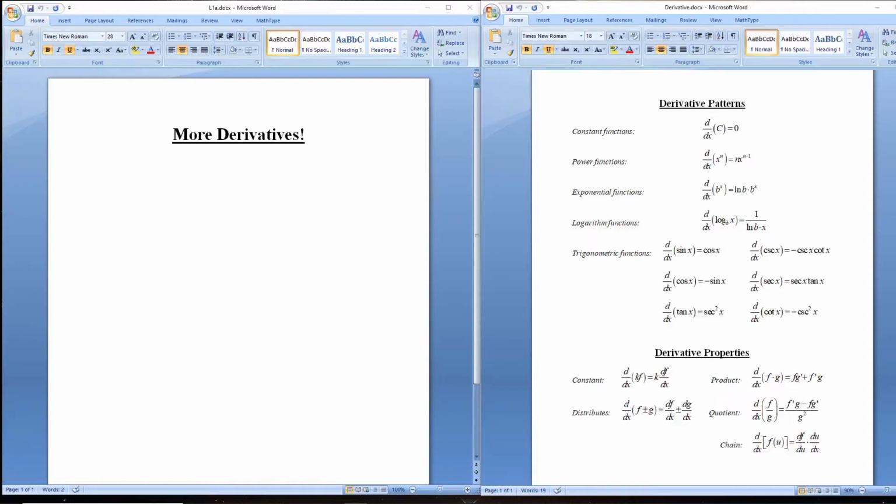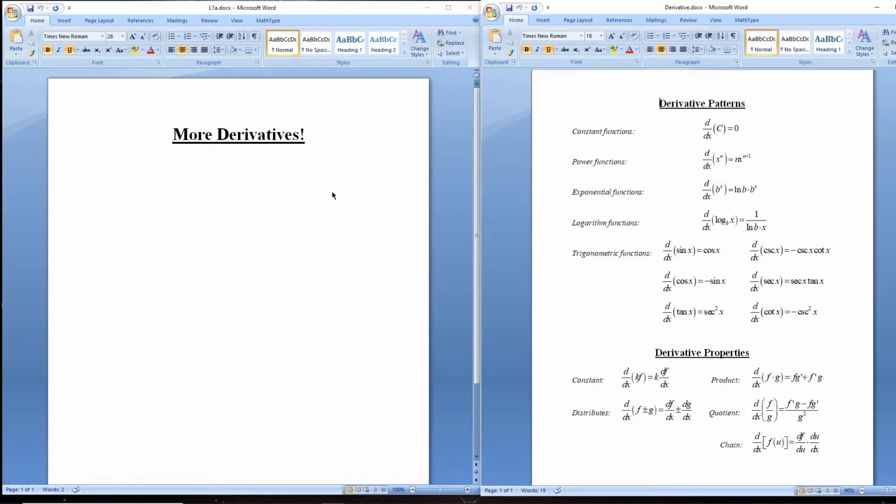Hello, and here we are with, you guessed it, more derivatives. I'm going to be talking about 3.8 in the textbook today. 3.8 is where the book actually first introduces the log derivative, which is something we've already talked about, and is on the derivative pattern sheet over here. But there is one more thing in 3.8 that I haven't mentioned.